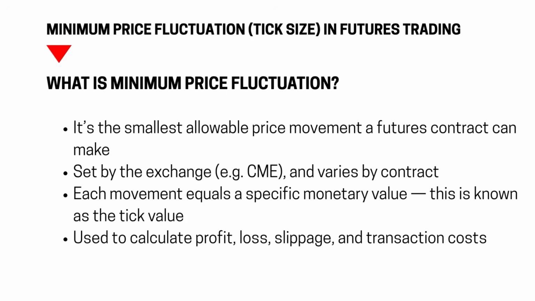There are just so many important concepts to get your head round, and here's another one: the minimum price fluctuation. You might have heard the term tick size before in futures trading. So what is the minimum price fluctuation? Well, it's the smallest allowable price movement a futures contract can make. It's set by the exchange and varies by contract, and each movement equals a specific monetary value, which is known as the tick value. It's used to calculate profit, loss, slippage and transaction costs.